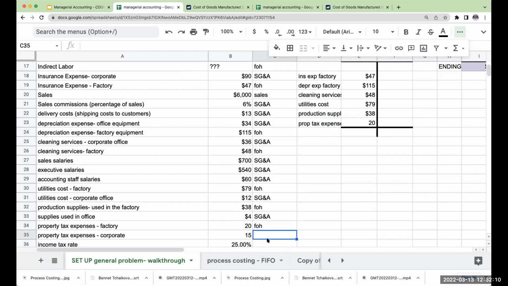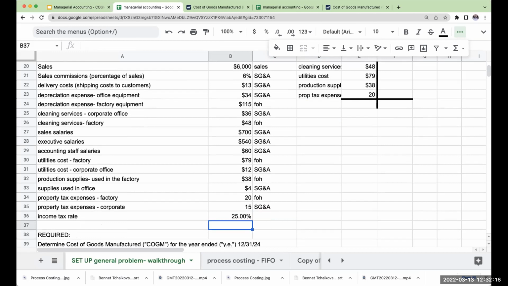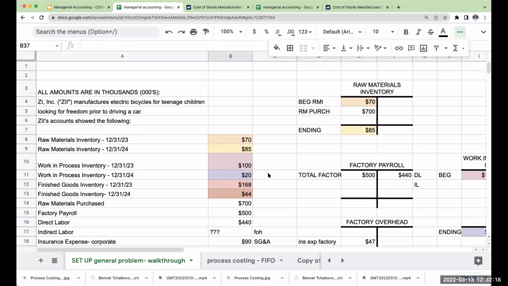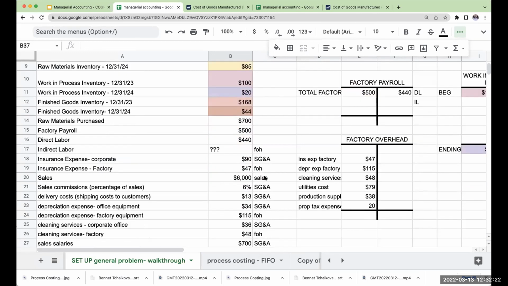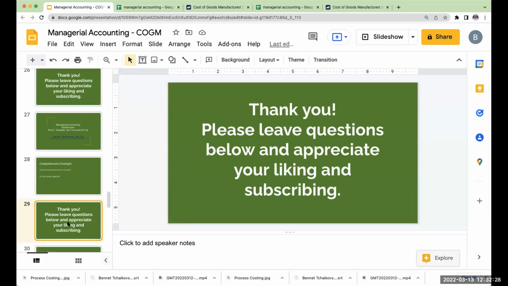Property tax expense corporate, this is going to be SG&A. And the income tax rate is what we're going to be using to compute our income tax expense. So right over here, we've input this into the T accounts. I'm going to stop the video here. We're going to do another video just momentarily where we're going to be going through and actually then determining cost of goods manufactured and cost of goods sold.